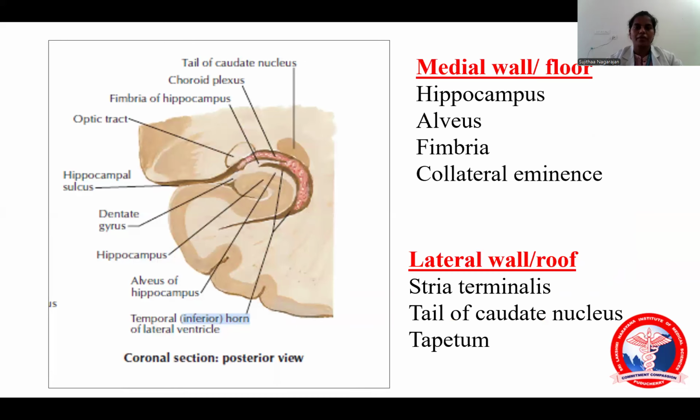Now, the inferior horn medial wall or the floor is formed by the hippocampus, alveus, fimbriae, and the collateral eminence. So we can see this is the fimbriae of the hippocampus. Then we have the hippocampus itself, and we have the collateral eminence, which all are forming the medial wall. The lateral wall is formed by the stria terminalis, tail of the caudate nucleus, and the tapetum. So in this picture, we can see the lateral wall is formed by the tail of the caudate nucleus.